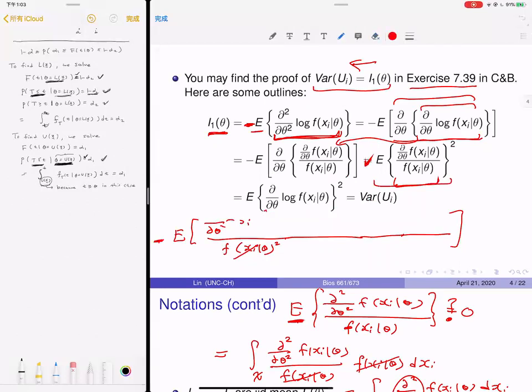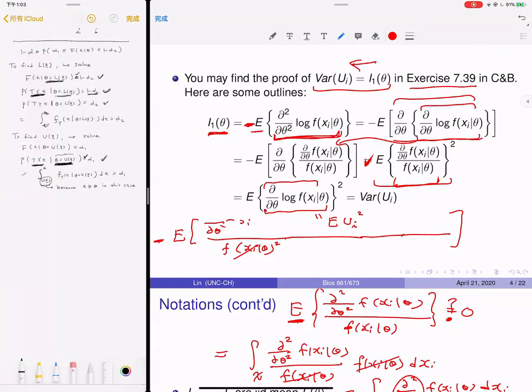Okay, good. So this guy, partial theta, then log the square. And then this guy is nothing but what? The inside guy is nothing but the score function, isn't it? So that means I can write the inside guy as the expected value of Ui, then taking square. Right? Because this guy is nothing but Ui, because Ui is the first derivative of the log f function.